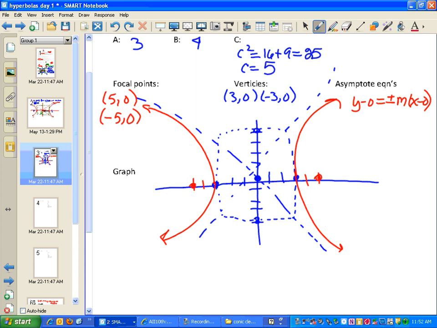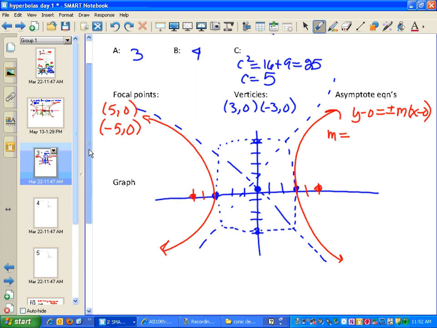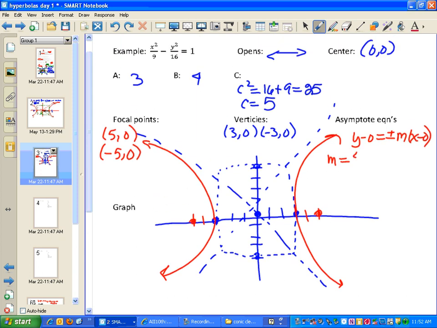What is my m? 4/3. What is our y value? 4. And our x value is 3. So y equals plus and minus 4/3 x. So y equals 4/3 x, and y equals negative 4/3 x. Make sense?